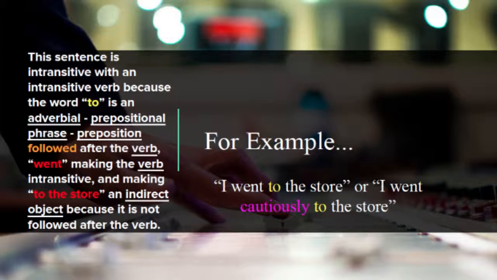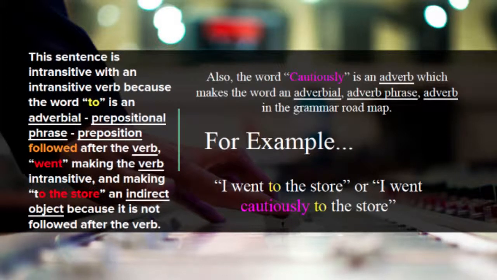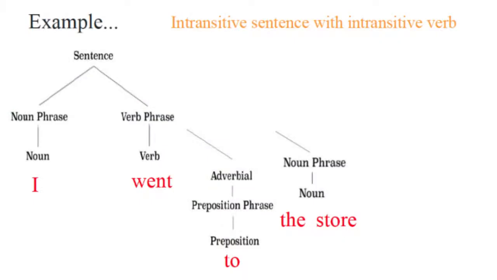This sentence is intransitive with an intransitive verb because the word to is an adverbial prepositional phrase, preposition, followed after the verb, went, making the verb intransitive and making to the store an indirect object because it is not followed right after the verb. Also, the word cautiously is an adverb, which makes it an adverbial adverb phrase in the grammar roadmap. For example, an intransitive sentence with an intransitive verb.